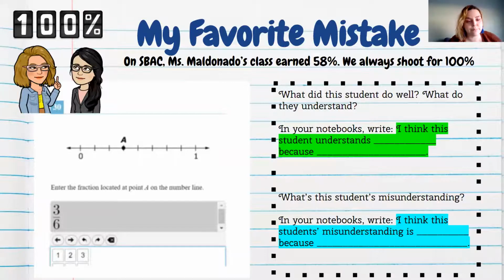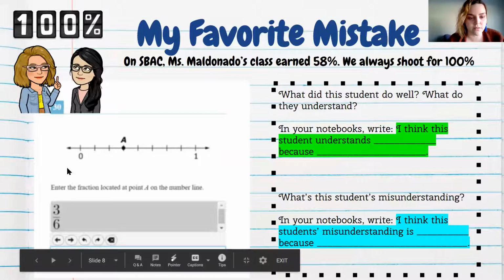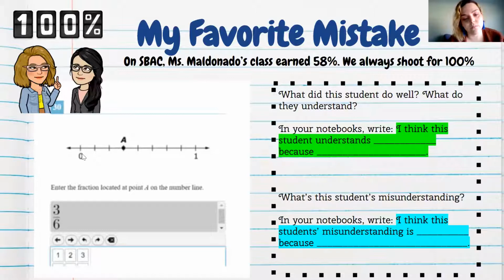So I want you to take a look at it. I want you to just notice. We have a number line from 0 to 1, and we have some spaces in between, and we have A labeled on the number line, and it said to enter the fraction located at point A on the number line. So the first thing I want you to do is notice what the student responded with. They wrote 3, 6. I want you to think about, what did the student do well? What do they understand? And then what is the student's misunderstanding?